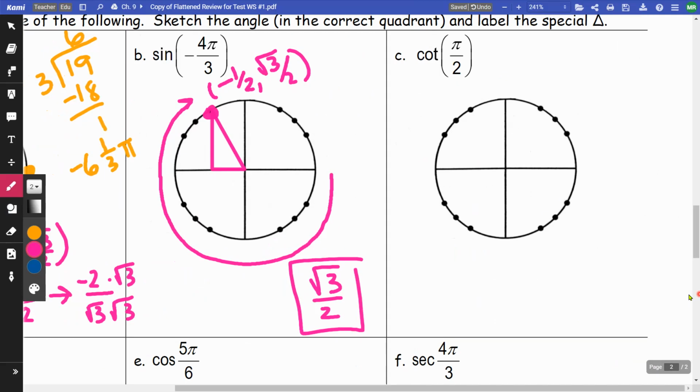On C, cotangent of pi halves. This is where pi halves is. This is 0, 1. Cotangent is x over y. So I'm going to be doing 0/1, which is 0. That is the answer.